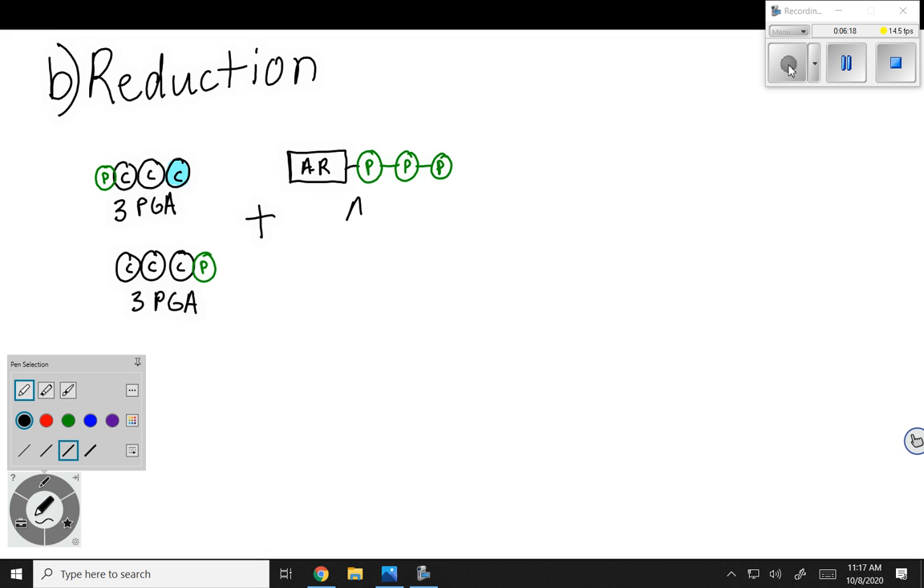And then we're going to add our other product, which is NADPH. And that holds the electrons. Okay, so the next thing that's going to happen is we're going to use the energy from the ATP and the NADPH to be able to rearrange our PGA molecules.